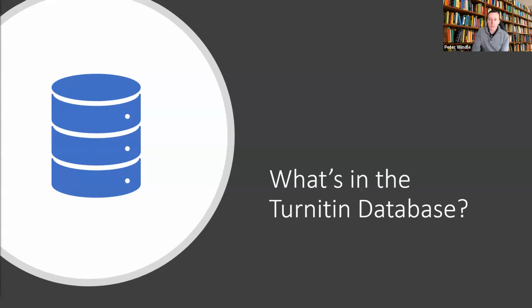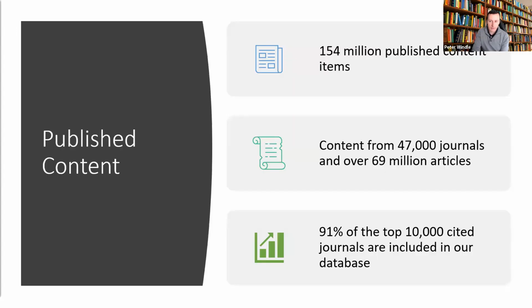A question we get asked a lot as well is what's in the Turnitin database, and it is extensive. When a student submits an essay or anything to Turnitin, it gets compared to Turnitin's entire database, and there are actually settings to opt out of the entire database. But in terms of published content, there's over 154 million published content items. Books, newspapers, over 47,000 journals with 69 million articles in those journals. 91% of the top 10,000 cited journals are included in their database. That's from Turnitin's website. That's extensive, it's comprehensive.